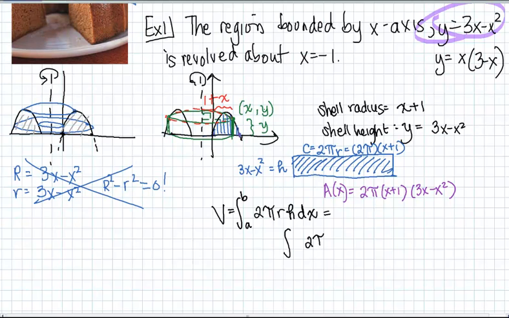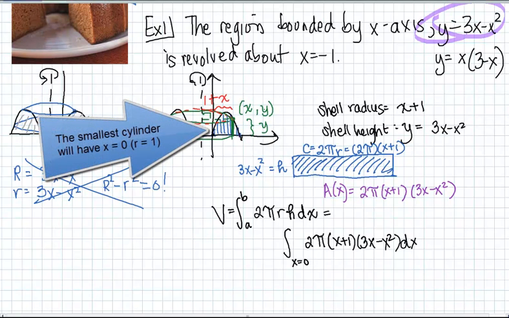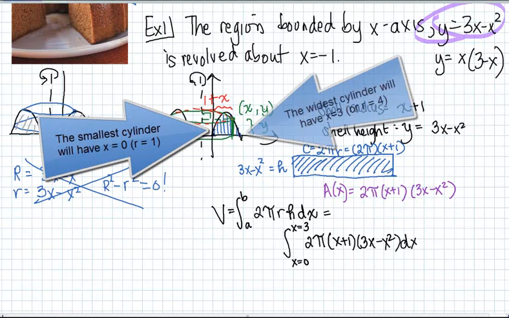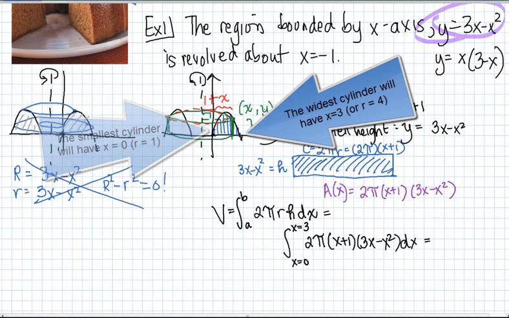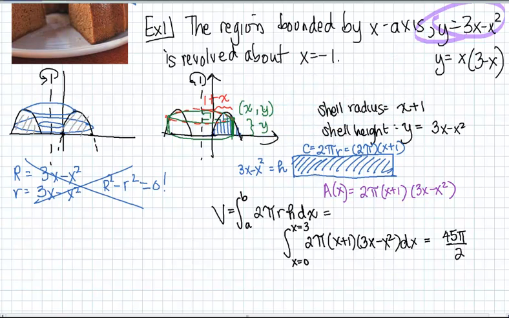So we'll have 2 pi times x plus 1 times 3x minus x squared dx, and this should be a fairly easy integral for you to work out. We also need to think about our bounds. Where's the smallest radius going to be? It's going to be over here on the left-hand side of our parabola where x equals 0, and it's going to get larger up until you hit x equals 3. If you work this out and integrate it, the answer is supposed to be 45 pi over 2 units cubed.